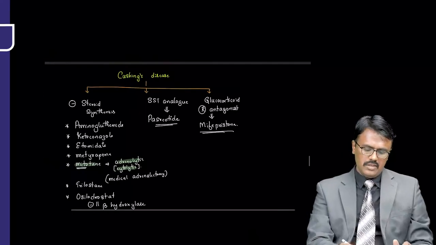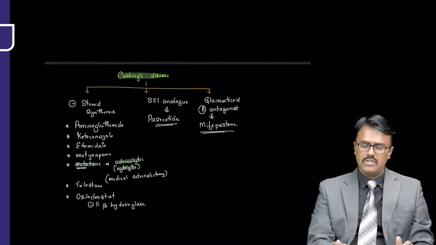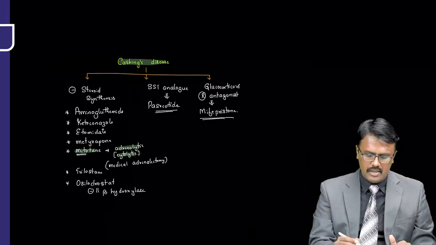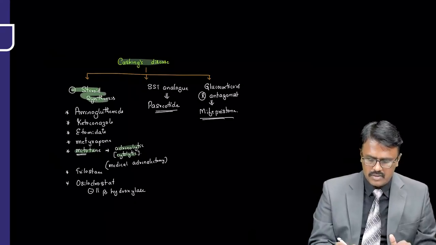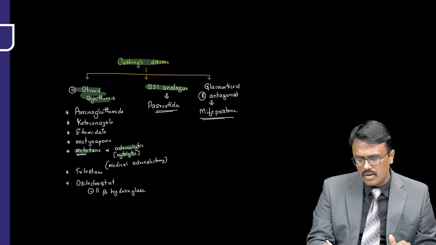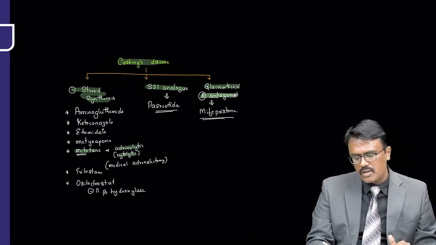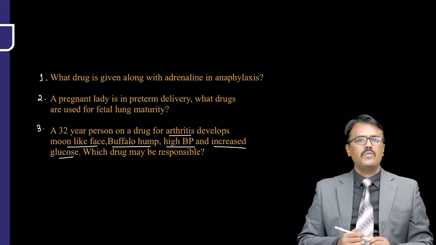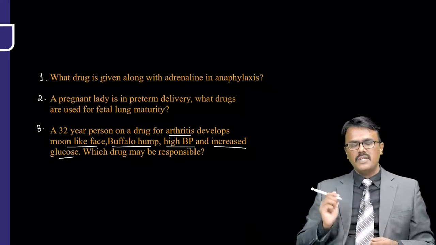So in Cushing disease, there is excess of steroid synthesis in our body because of the pituitary cause, and then we stop the steroid synthesis, or we use somatostatin analog, or we use glucocorticoid receptor antagonist, that is mifepristone. These are the therapies. Okay, so we started our journey of corticosteroid from these cases.